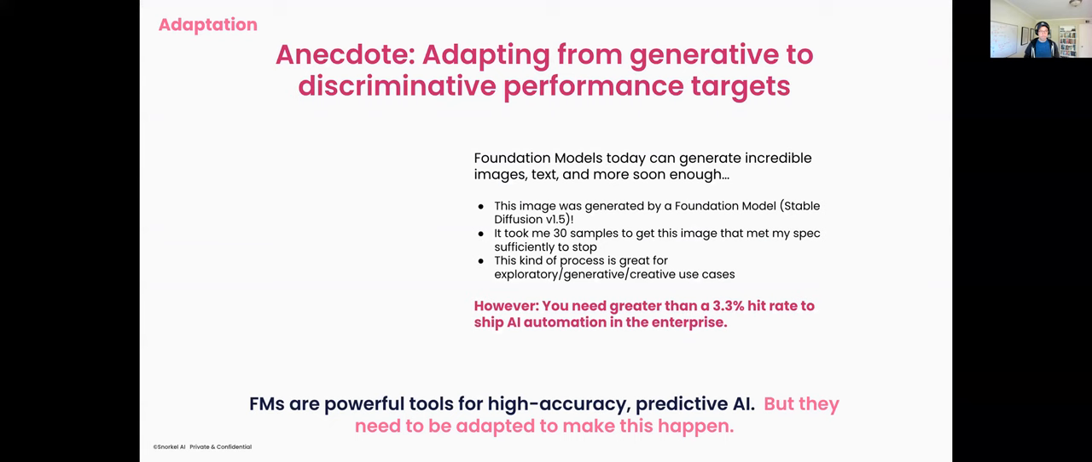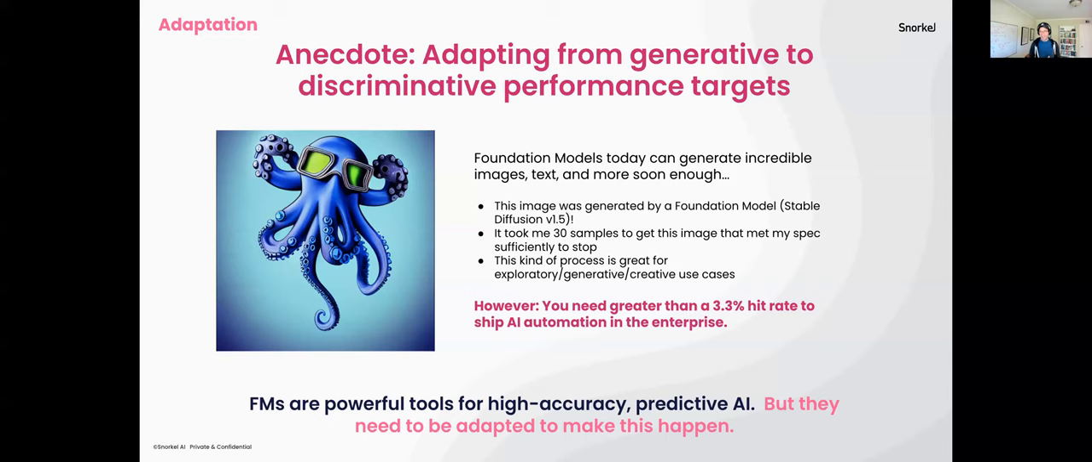So I'll give an anecdote to accentuate this adaptation gap. Like many people here, I have been playing around with multimodal generative models, or foundation models that are out there. Here is something I was playing around with, Stable Diffusion 1.5, and I was trying to make the Snorkel logo. And if you've seen the Snorkel logo, which we've had for years, I couldn't quite get there. I couldn't get an octopus wearing a snorkel underwater. I guess that's a little bit too far outside of the support distribution. But I did about 30 samples before I petered out.